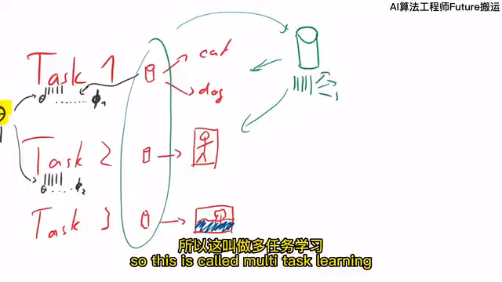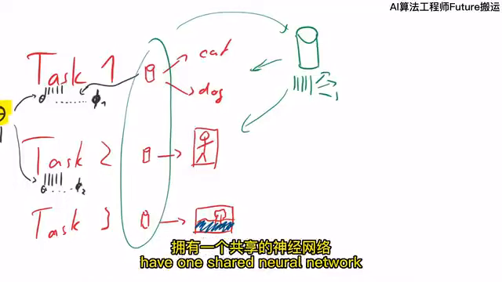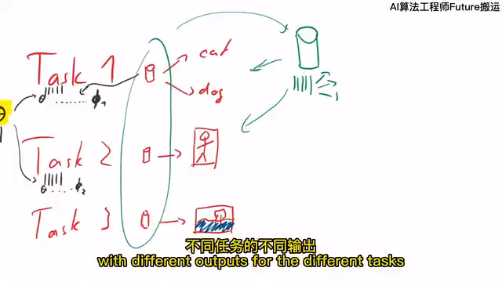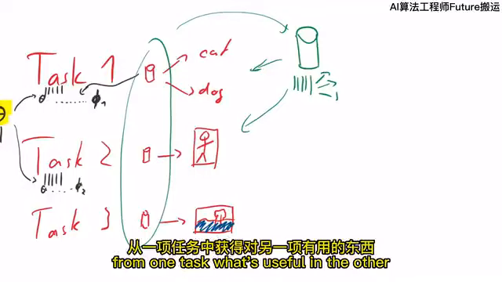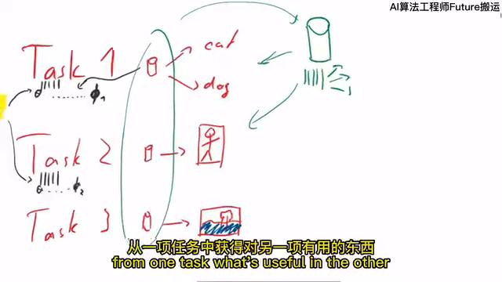And so this is called multitask learning. Have one shared neural network with different outputs for the different tasks. And basically counting on the fact that you can sort of learn from one task what's useful in the other.